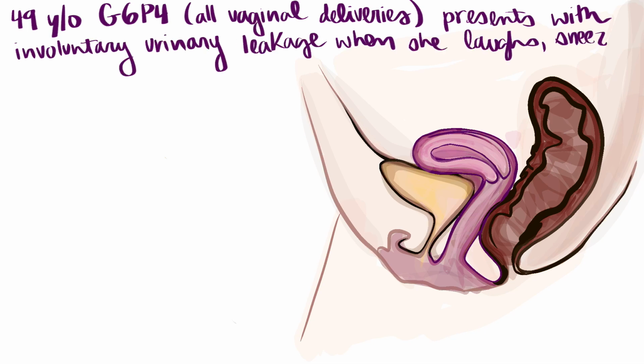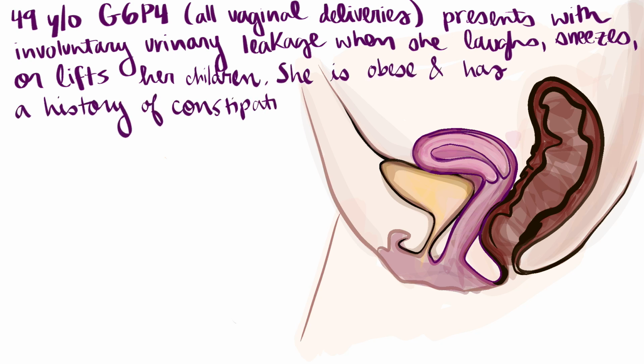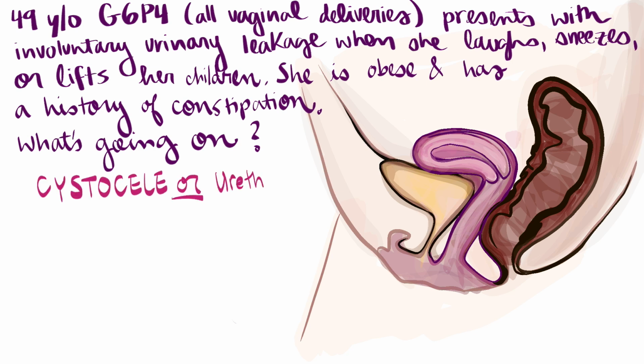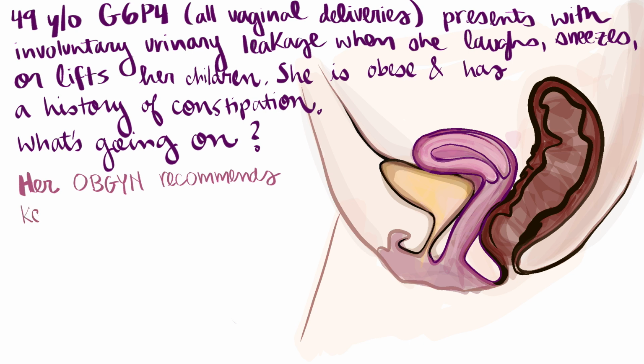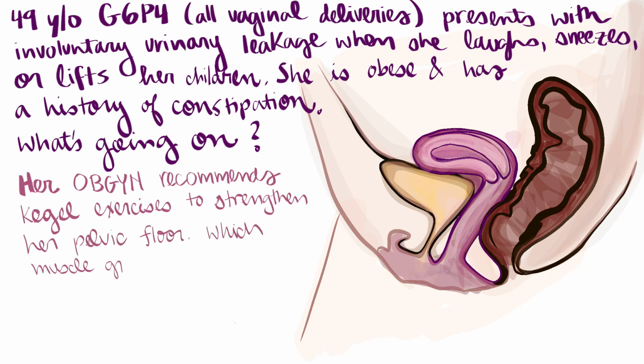And then I'll give you one other quick case. There's a 49-year-old G6 P4 with all vaginal deliveries who presents with involuntary urinary leakage. It happens when she laughs, when she sneezes, when she lifts her kids. She's obese and she has a history of constipation. Again, everybody eat your fiber. But what's going on with her? So it kind of sounds like she maybe has a cystocele or maybe a urethrocele. But what you also can think about is what's conservative management for this. So her OB-GYN recommends that she start doing Kegel exercises. And what muscles is her OB-GYN trying to get her to strengthen in her pelvic floor?